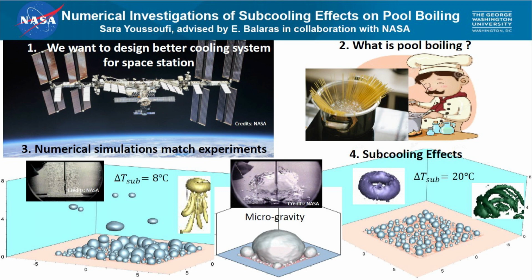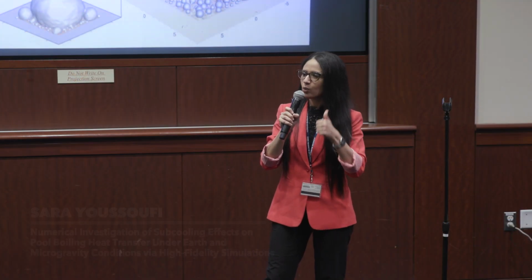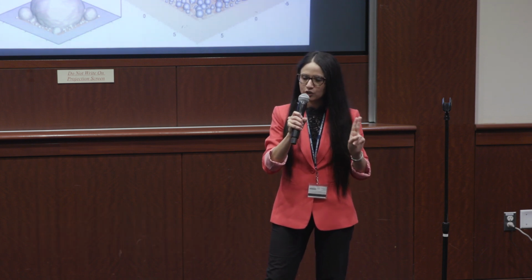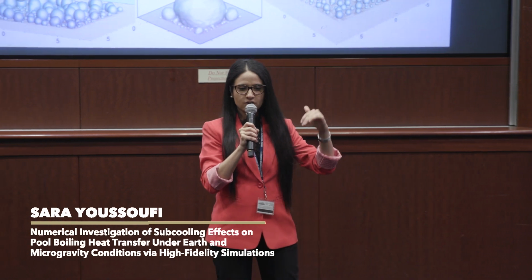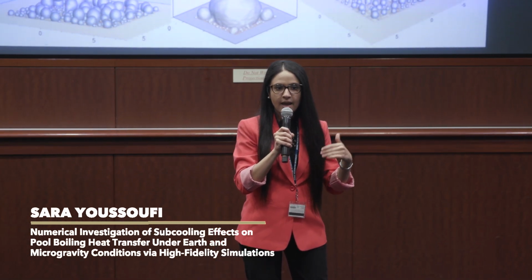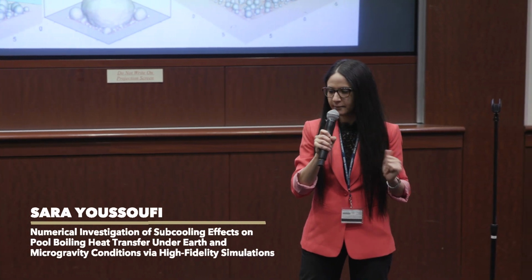So in pool boiling, we have two phases. We have bubbles, that represent the vapor phase, and we have the liquid phase. Pool boiling is a very efficient cooling system because it enables heat removal by phase transition from liquid to vapor, but it is very complex because instead of studying one single phase, we are studying two phases. You may also know that in space, the gravity is reduced compared to Earth gravity, and we call that microgravity. So microgravity impacts pool boiling.